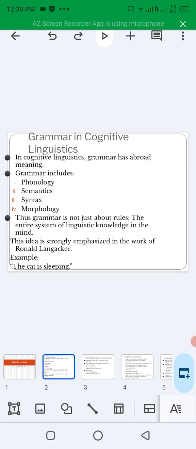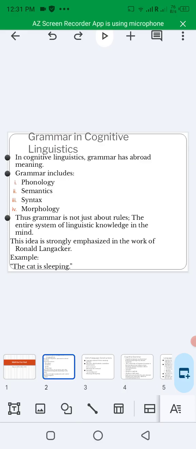In traditional linguistic theory, especially formalist approaches, grammar is usually limited to syntax and morphology, that is, sentence structures and word formations. However, in cognitive linguistics, grammar has a much broader meaning. According to the cognitive perspective, grammar represents the entire system of linguistic knowledge stored in the mind of a speaker.